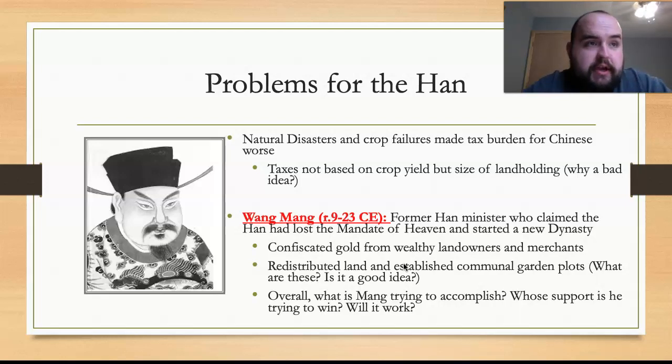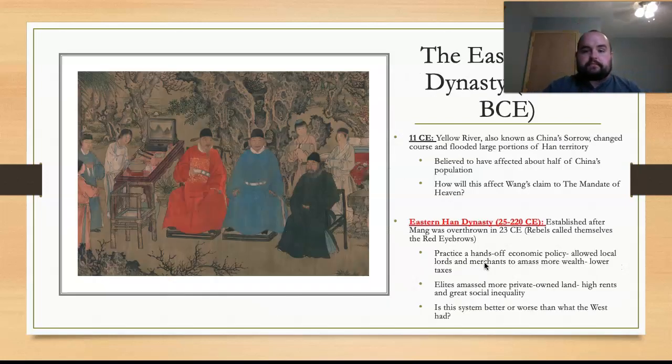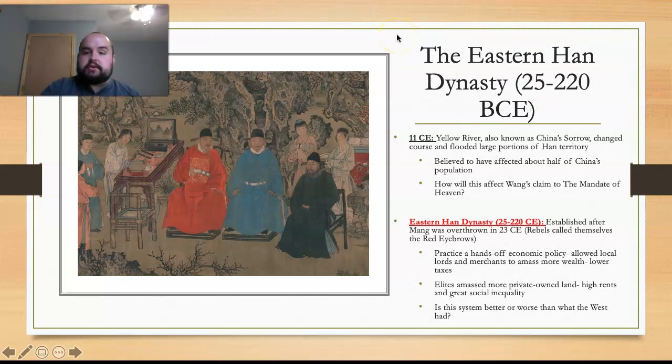Yeah, as you can see here, essentially what he's trying to do is take advantage and gain the support of the disenfranchised in the Han Dynasty and try to more equally spread resources and wealth throughout the empire and not just have it all go straight to the government. As you might imagine, establishing communal garden plots where the profit doesn't go to the owners necessarily is not going to be a very popular decision. This, of course, led to the collapse of his dynasty and the start of what is known as the Eastern Han Dynasty, which lasted from about 25 to 220 BCE.